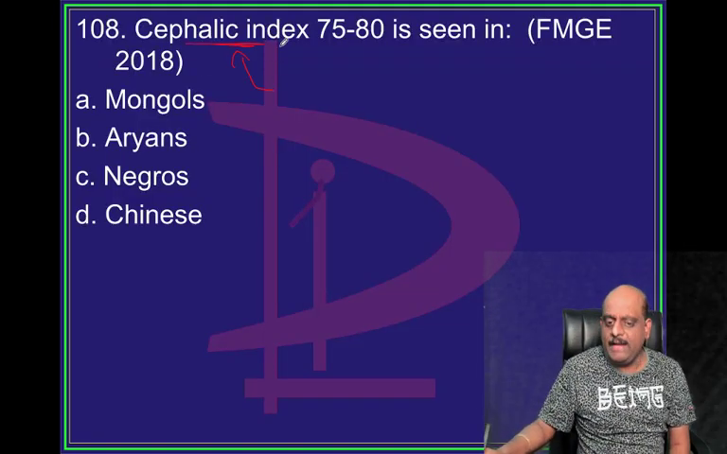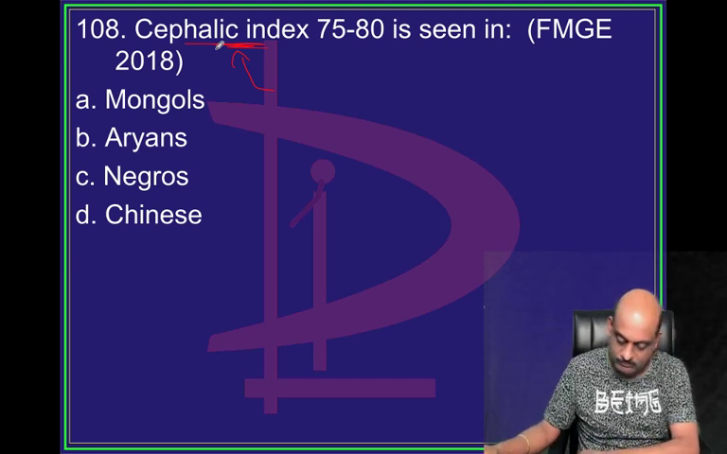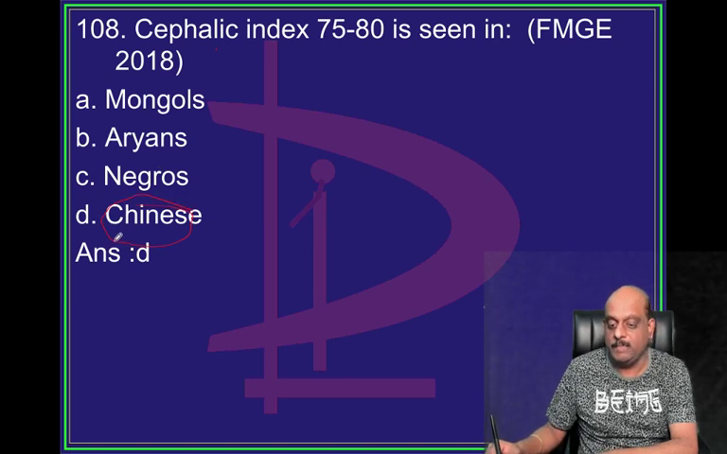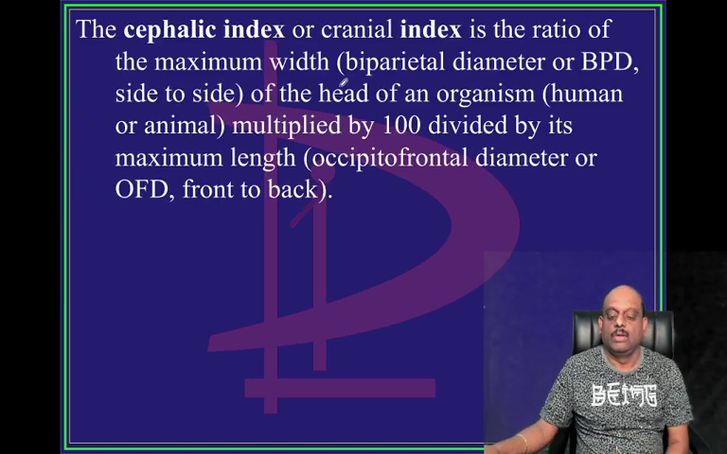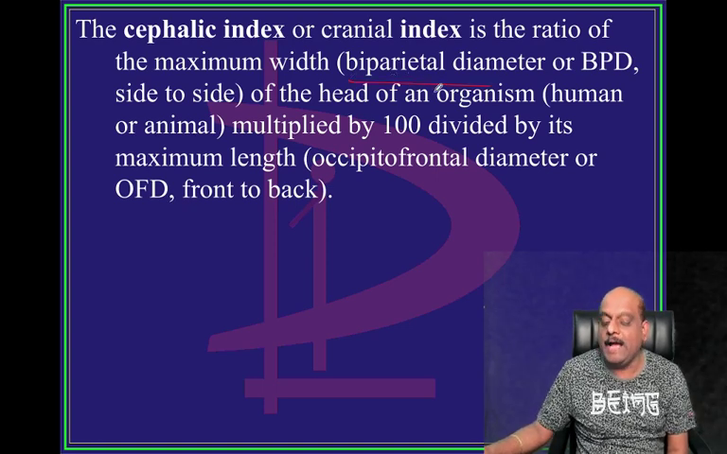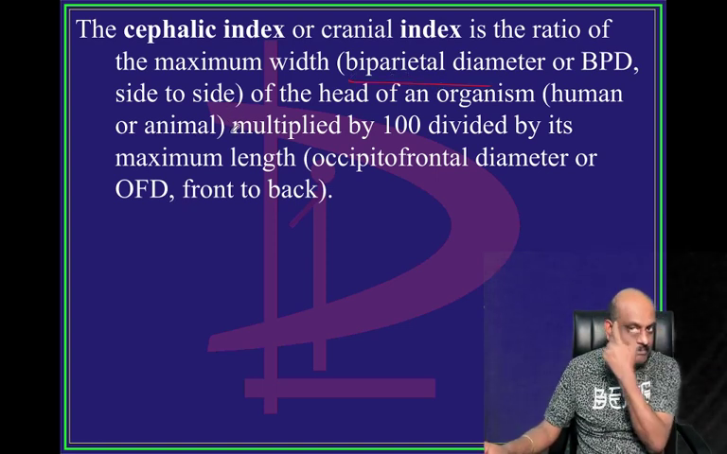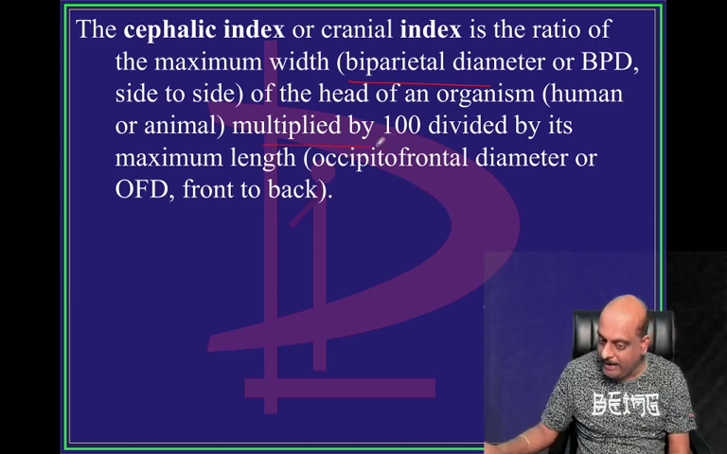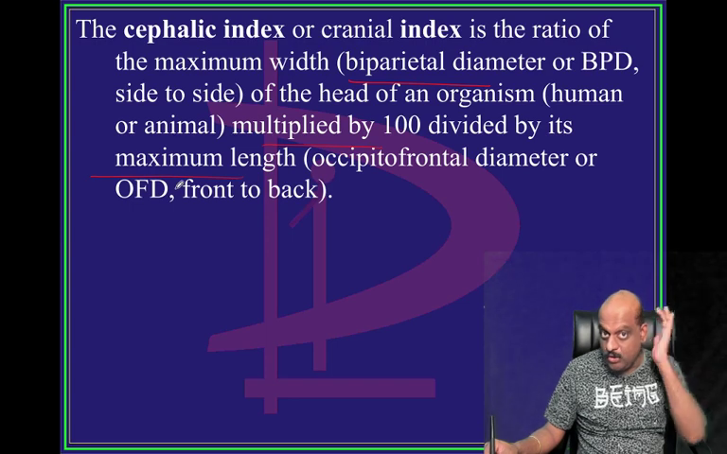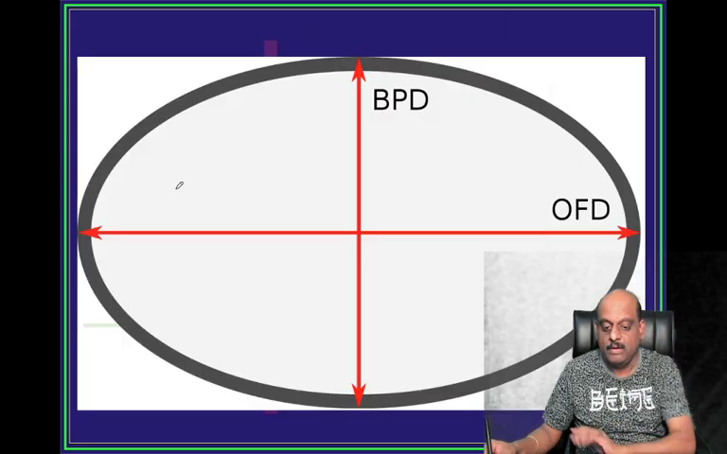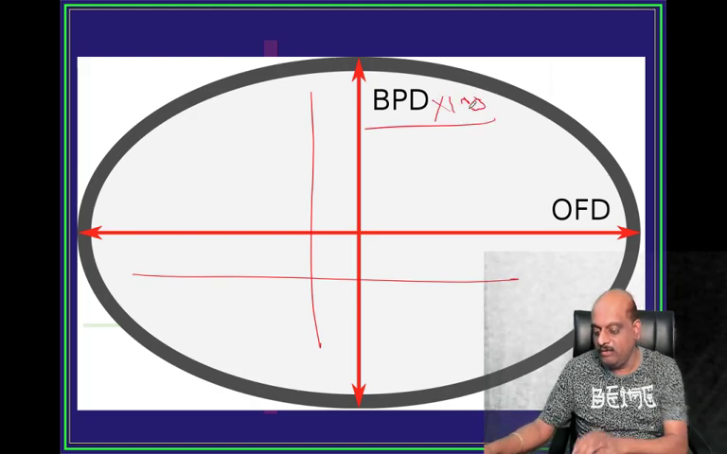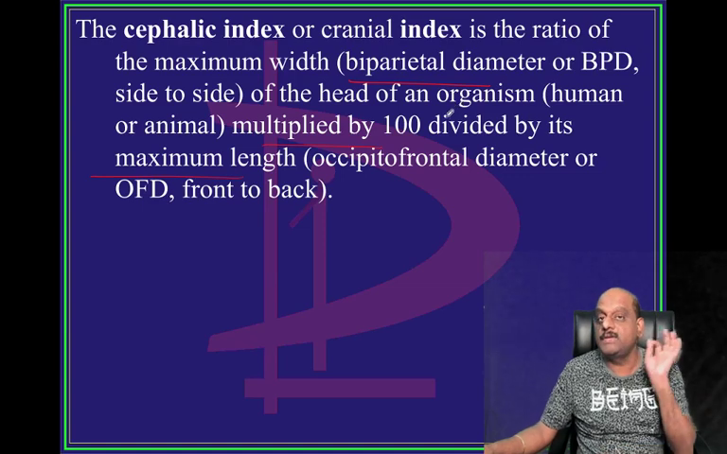Now, cephalic index 75 to 80. Where do you see it, doc? Typically Chinese. It is the biparietal diameter, side to side, multiplied by 100 and divided by the maximum length, the occipito-frontal diameter. So BPD into 100 divided by OFD will give you the cephalic index.